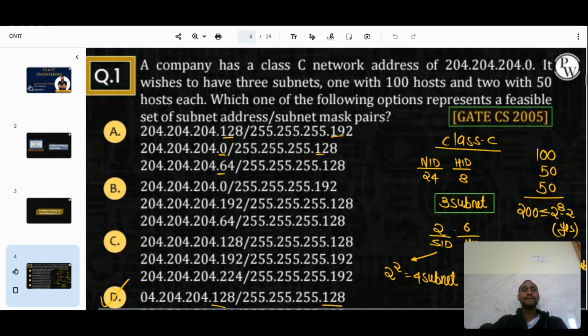A company has a class C network address of this IP address. It wishes to have three subnets.